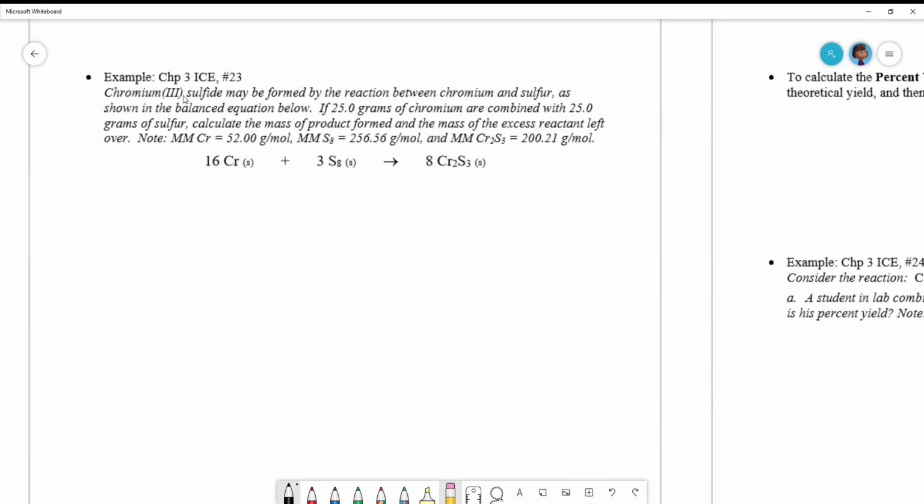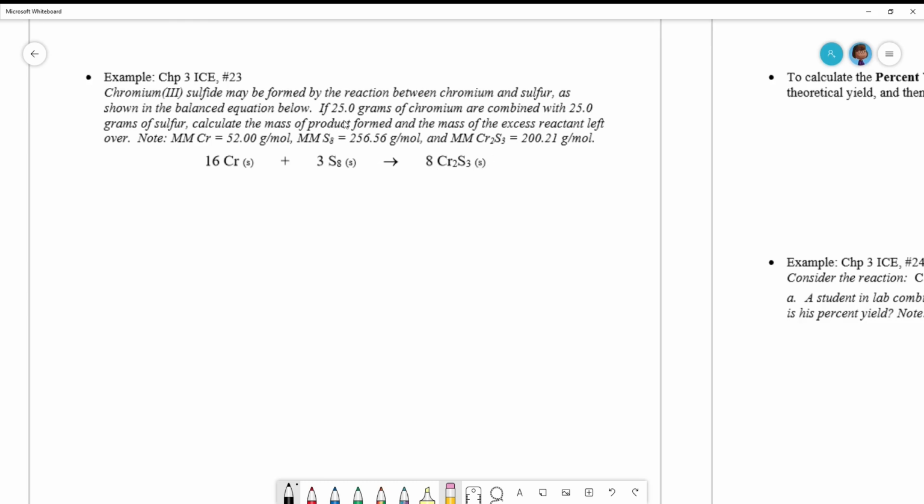It reads, chromium(III) sulfide may be formed by the reaction between chromium and sulfur as shown in the balanced equation below. And here it is, 16 chromiums plus 3 sulfurs. Note that the sulfur is in the form of S8 molecules. And this reaction takes place forming 8 chromium sulfides.